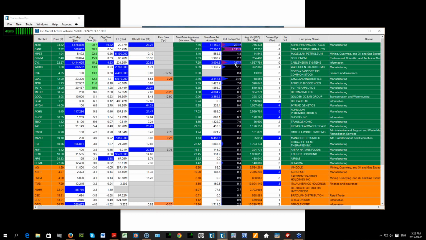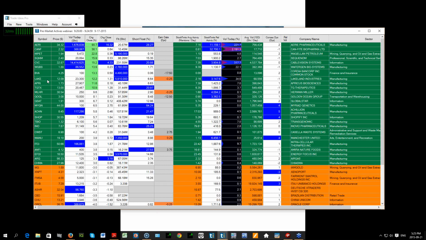Now, this might look like a bit of a piker. Well, actually, this one was good too, 317%. I believe this one was a buyout or a potential buyout. This was Cablevision. So again, 317% of what it normally trades all day was traded in the pre-market. But even this one is good.